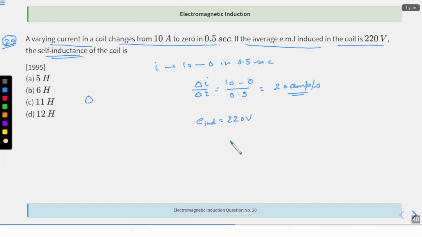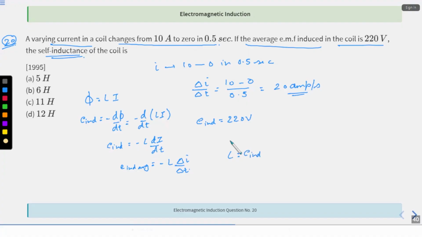Again a simple one. You know that flux in terms of self-inductance is given by Li. So EMF induced equals minus d phi by dt, that is minus d by dt of Li, that is minus L di by dt. For average, this would be equal to minus L delta I by delta t. So L would be equal to EMF induced upon delta I by delta t. So it is 220 volts divided by 20 ampere per second. This will give us 11 henries as our final answer, which is option number C.